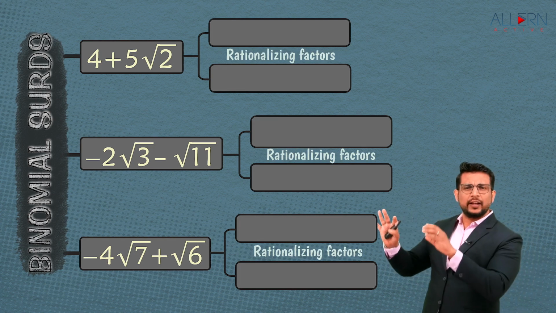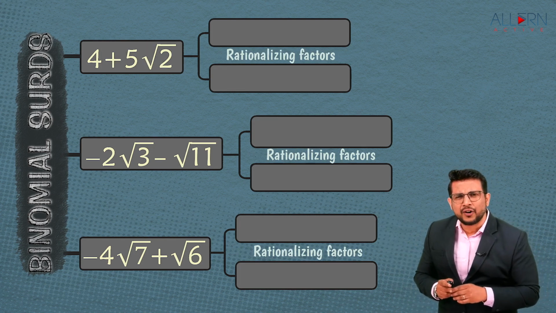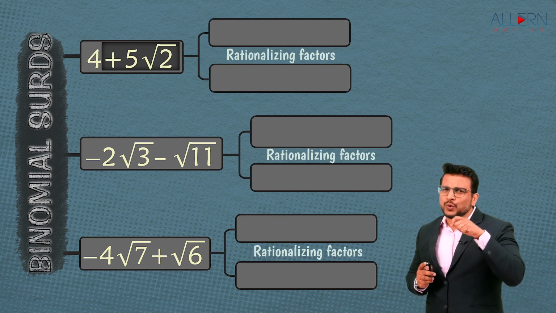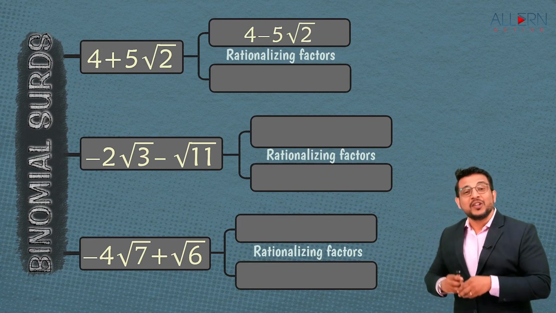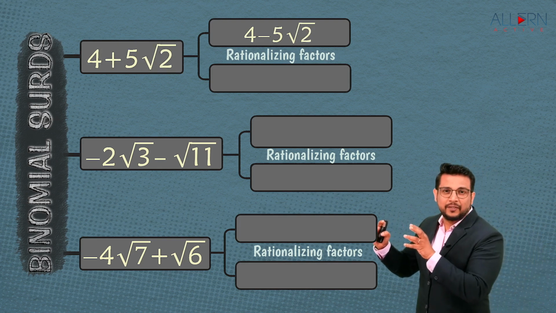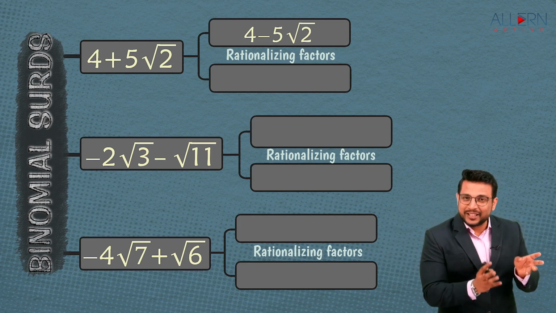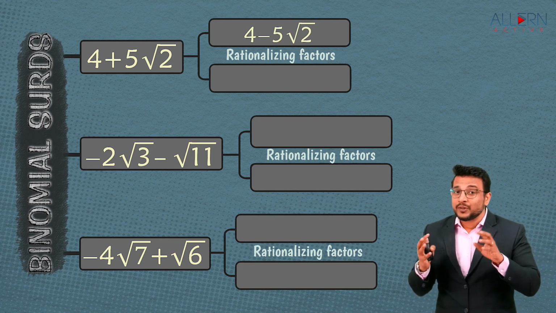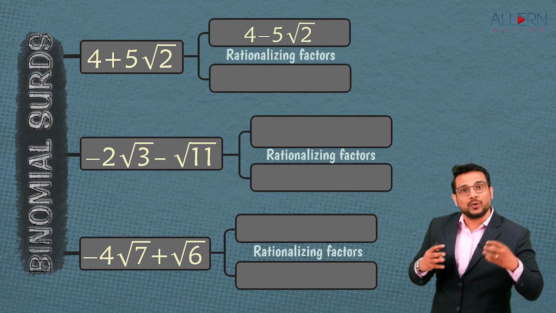For the first one, 4 plus 5 root 2. You'll say, let me change the sign of plus 5 root 2. So plus becomes minus. That means one of the factors would be, yes, you're correct, it is 4 minus 5 root 2. So if I multiply 4 plus 5 root 2 and 4 minus 5 root 2, obviously the product which I get would be a rational number. That means 4 minus 5 root 2 is a rationalizing factor of 4 plus 5 root 2.